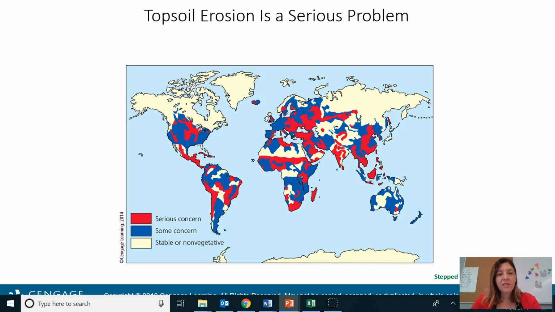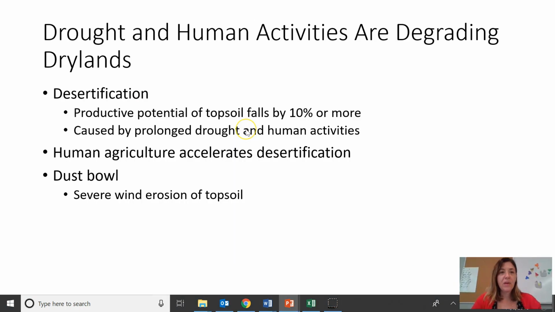Okay, this graphic here is just showing you different parts of the world where erosion is a more serious concern. If you look at the geographical patterns here, you can see that places that have drier, hotter conditions are oftentimes the places where topsoil erosion is more of a serious concern.